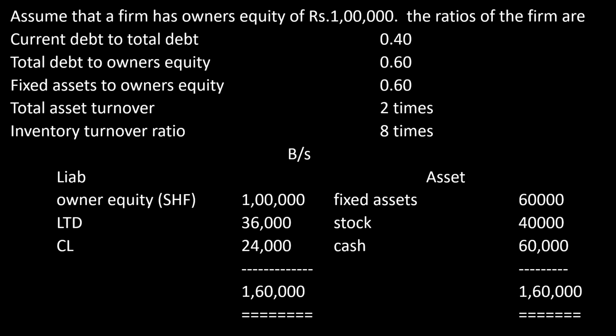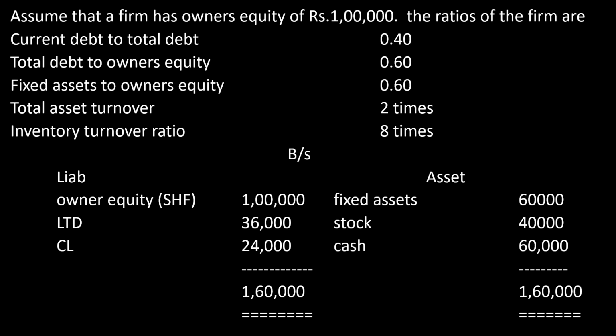Now, once you know the total debt, we substitute here in the first case. Current debt to total debt is equal to 0.4. When you substitute the total debt here, we'll get the current debt. So current debt will be 24,000. Then the remaining will be long-term debt. Is that clear? The next one, fixed asset to owner's equity. We know owner's equity, so we find fixed asset. What will be the value now? Fixed asset is equal to 60,000.